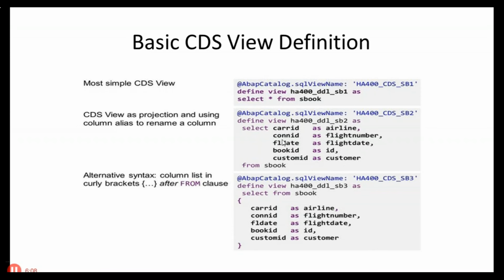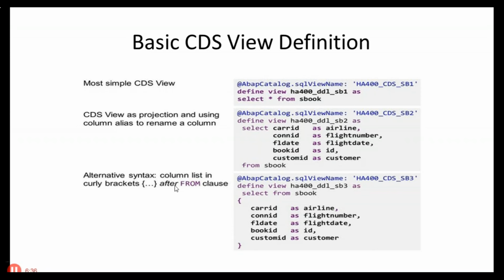Now what we can do is we can use the alias names, guys. So in the report, in the output, if you want carried to be displayed as airline on the heading, then you can just go ahead and say carried as airline, connid as flight number, fldate as a flight date. In this way we can change the alias names, so we can rename the columns.